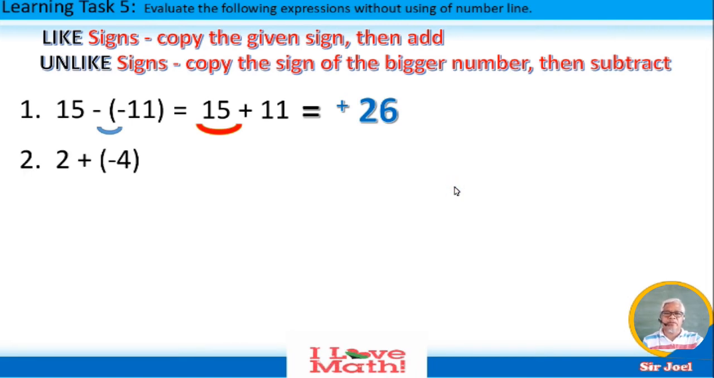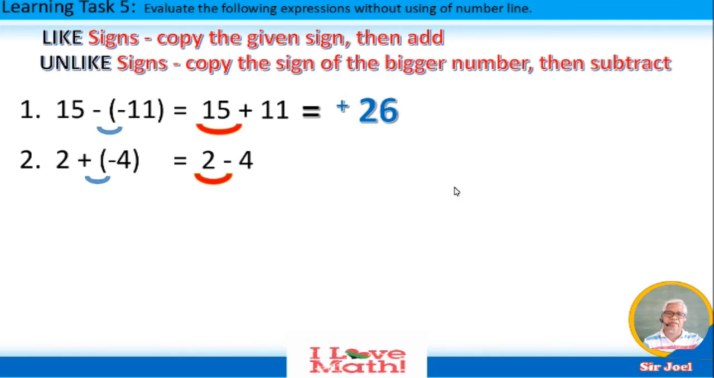Problem number 2. 2 plus negative 4. The given signs are positive, negative 4. Tama? Plus, negative 4. Na kapag ito ay pinag-isa, magiging lang siyang negative or minus. So, our problem now is 2 minus 4. Then, again, let us observe the given signs. Prior to 2, walang nakasulat. Ibig sabihin, positive. Before 4, it is negative or minus. Kaya naman, plus, minus, ibig sabihin, unlike signs.